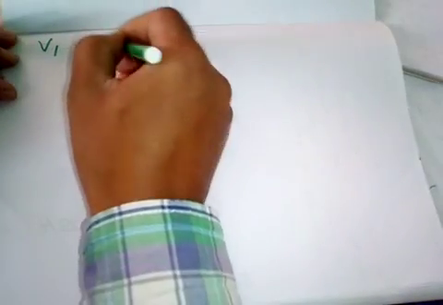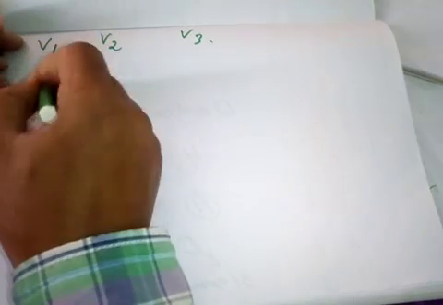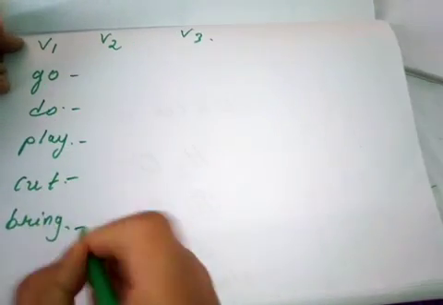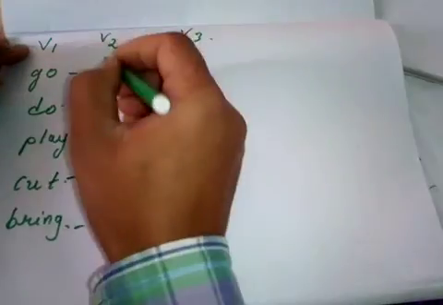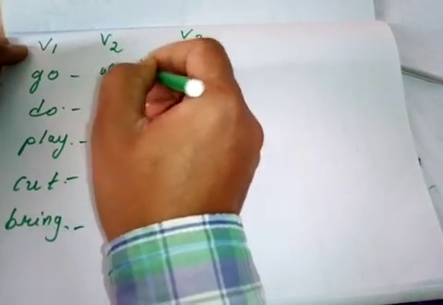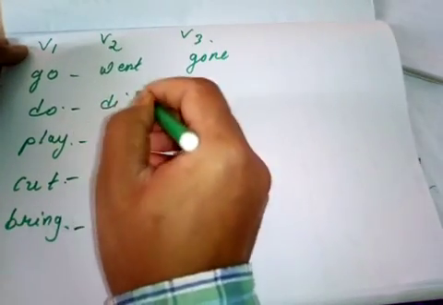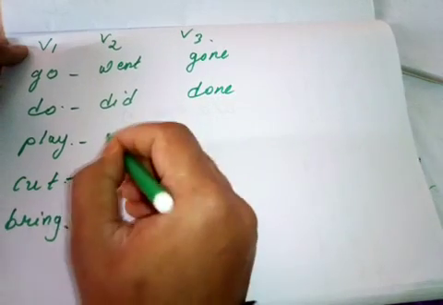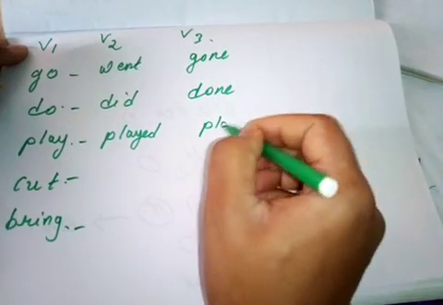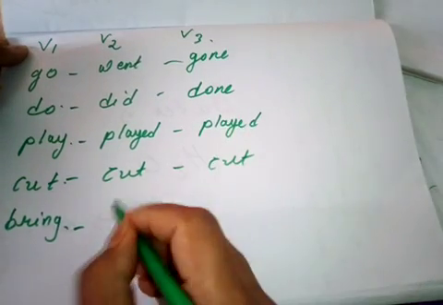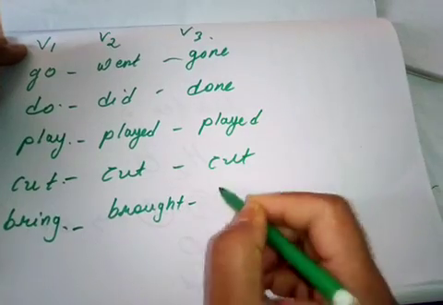If I write verb 1, verb 2 and verb 3, for example: go, do, play, cut, bring. There are more than 150 verbs that you learn. In verb 2, that is past tense, go is went; in past participle, it is gone. Do, did, done. Play, played, played. Cut remains similar. Bring is brought and brought.